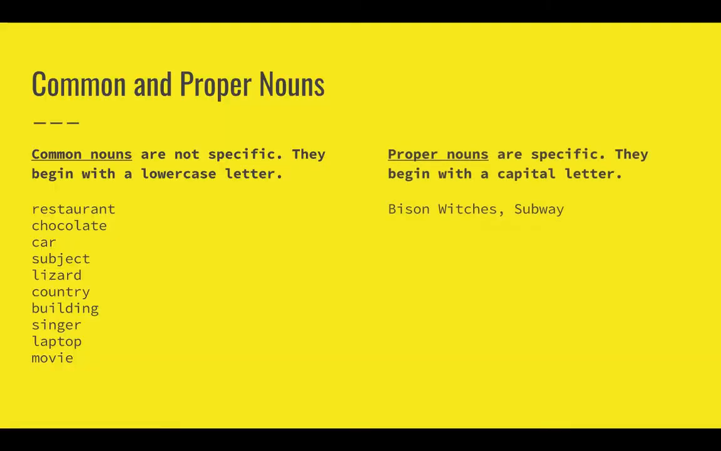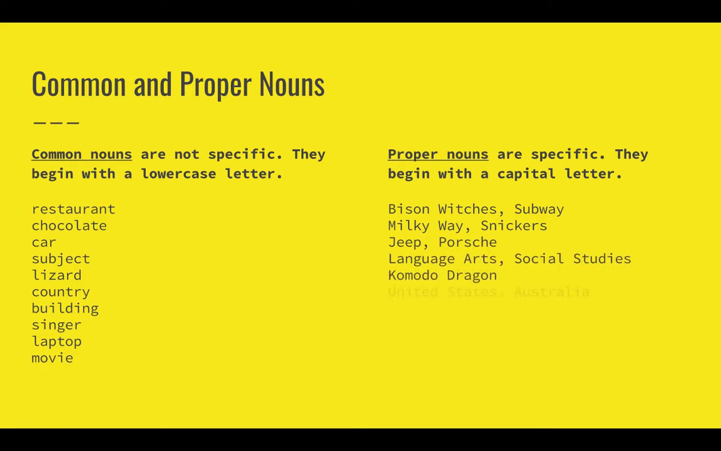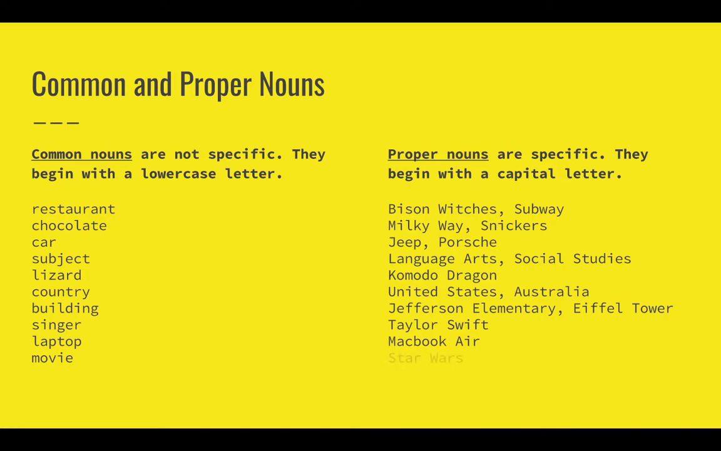Now this week we're going to distinguish between two different types of nouns. We're going to distinguish between common and proper. Common nouns are not specific. They are lowercase, such as restaurant, chocolate, car, subject, lizard, country, building, singer, laptop, and movie.